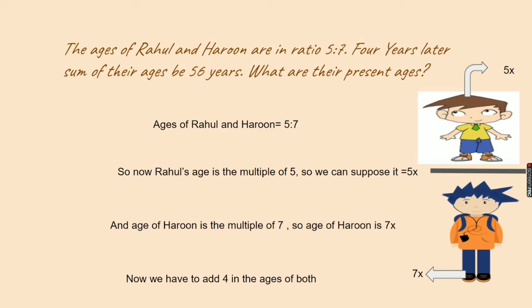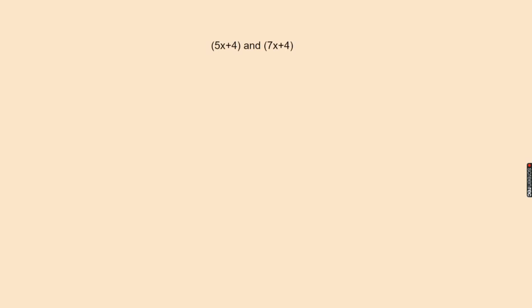Now we have to add 4 in the ages of both, because our question says 4 years later. So 4 years later, what would be their age? 5x plus 4. Rahul's age would be 5x plus 4 and Harun's age would be 7x plus 4.